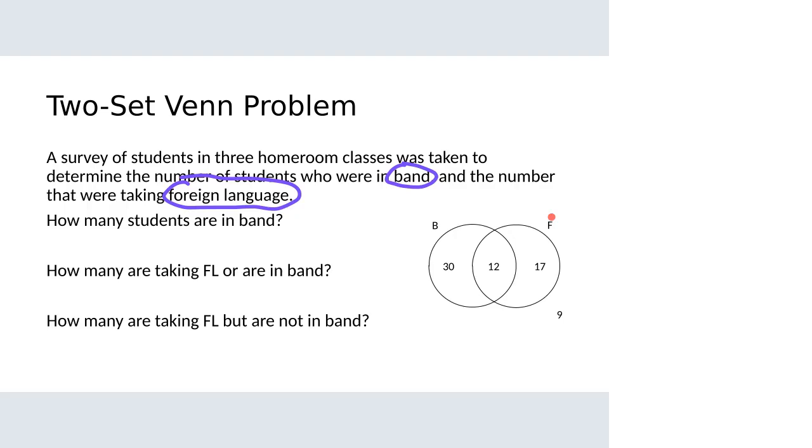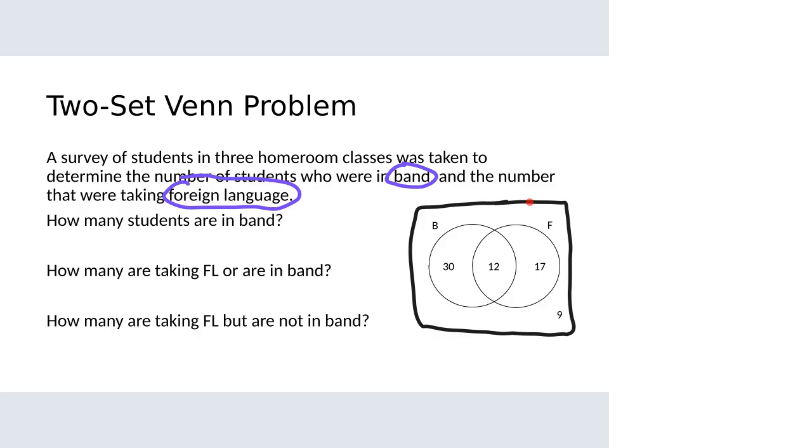The way this is created, there is a box around there to frame in the universal set. It's easier to put that in after the fact. So there's our band and foreign language sets. And we're asked one question here. How many students are in the band? What's your instinct? How many students are in band?